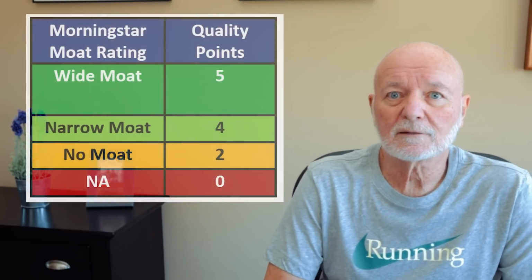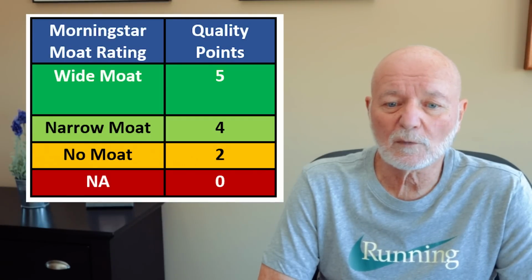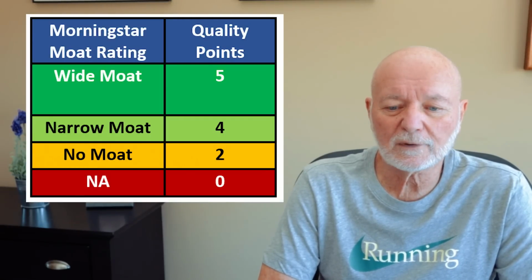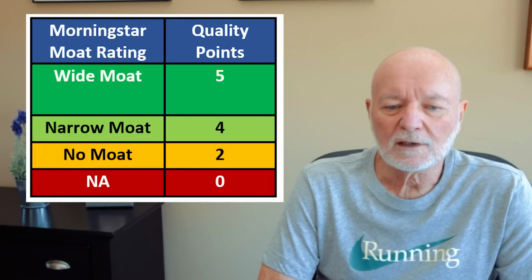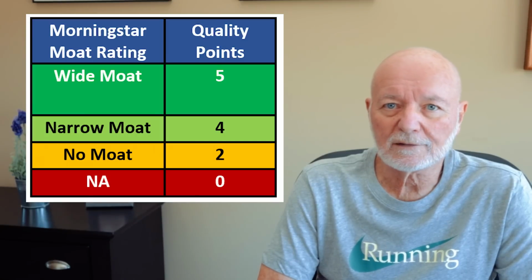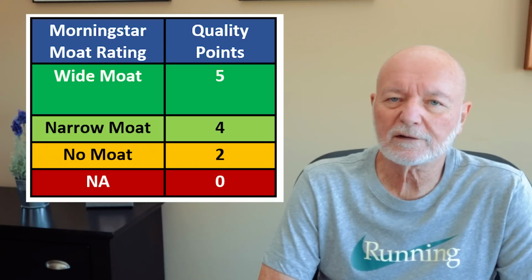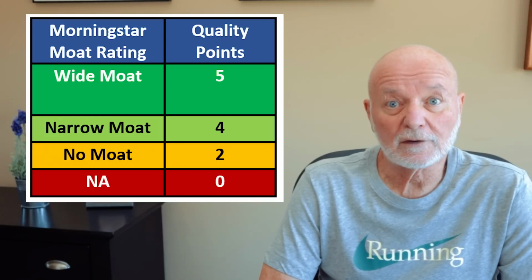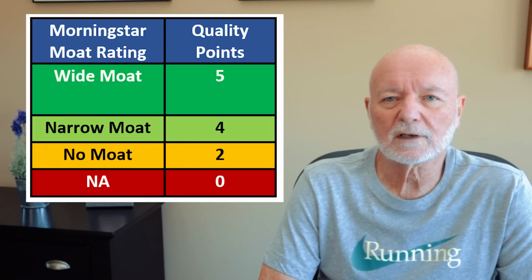And this is how I award points for Morningstar's moat ratings. They divide moats into three categories, which is wide moat, narrow moat, or no moat. Wide is the best, obviously. I give it 5 points. Narrow is in the middle, but very good to get a narrow moat rating, so I give it 4 points.